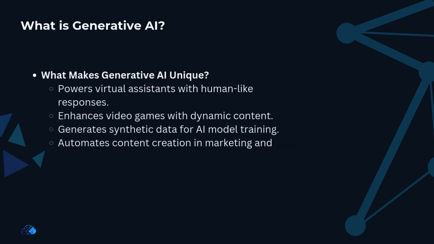So, what sets generative AI apart? Unlike other AI systems, generative AI can produce diverse outputs, making it highly versatile. It is used for developing virtual assistants that generate human-like responses, enhancing video gaming environments with dynamic, evolving content, and creating synthetic data for training AI models in scenarios where real-world data is limited, and finally, automating content creation in industries like marketing, media, and entertainment.